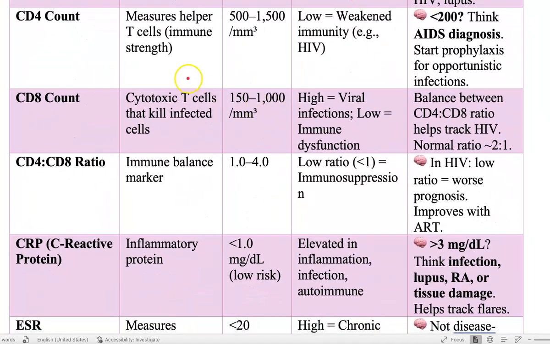Let's look at CD4 count. It measures helper T cells, immune strength. The range is 500 to 1500 per cubic millimeter. When it is low, that means the immune system is weakened.